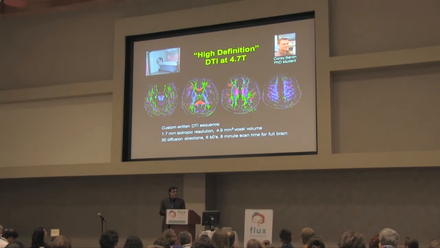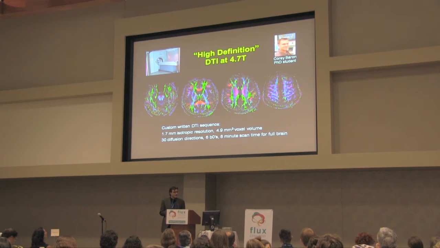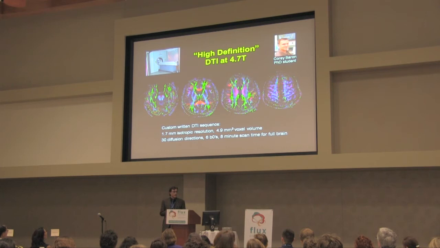And another work in progress that we're working on is the idea of high definition, or HD DTI. If one has access to a high field MRI scanner, we don't have a 7 Tesla, we have a 4.7 Tesla. There's only two in the world for humans, the other one's in Japan. And one can take advantage of the greater signal to noise to start getting much higher spatial resolution. A lot of other groups are focusing on more complex post-processing algorithms. We're focusing more on the acquisition side of things.